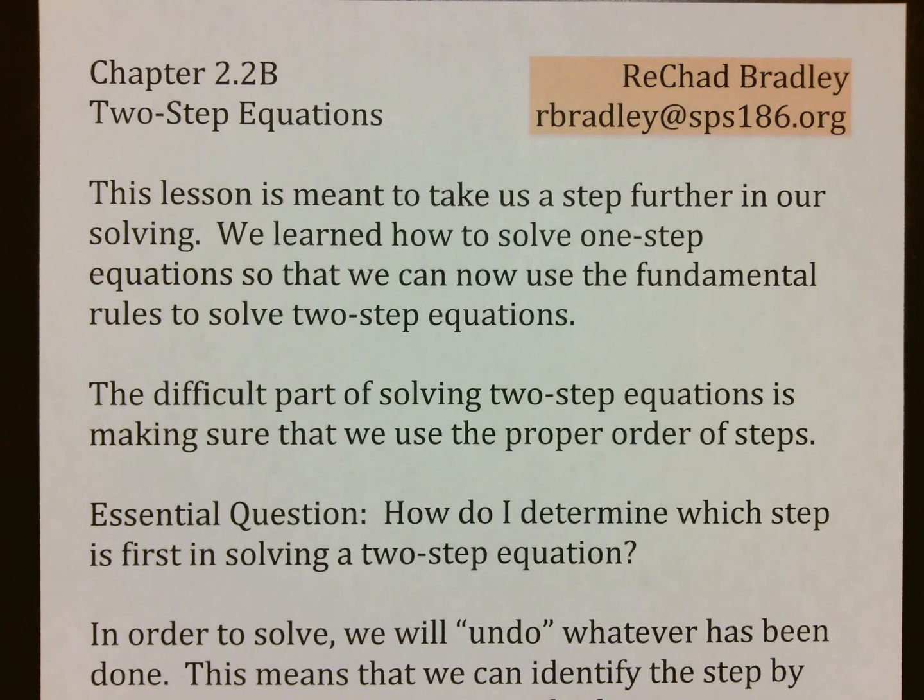Chapter 2.2 is going to get us into two-step equations. This lesson is meant to take us a step further in our solving. We learned how to solve one-step equations, so now we can use the fundamental rules to solve two-step equations. This is where it's very important that, after you take these notes, you at least make sure you master one-step equations first.